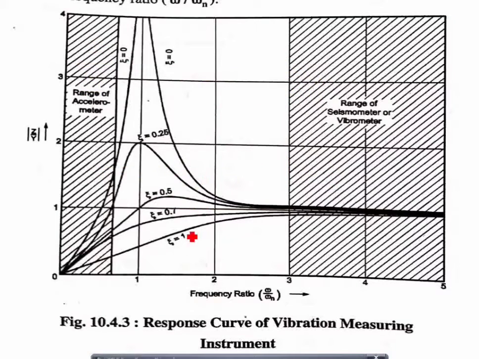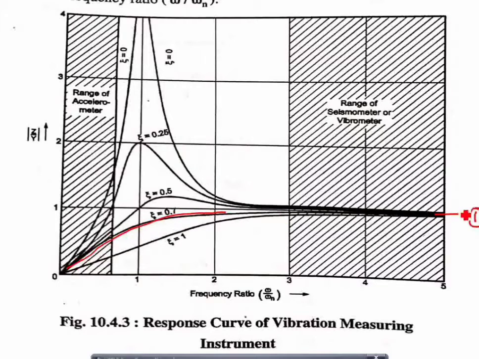Now, if you look into this graph, the given value of zeta is 0.65. Now we know that zeta equal to 0.65 means what? It is close to this value 0.7. Now this curve which indicates zeta is equal to 0.7 is below this line 1.